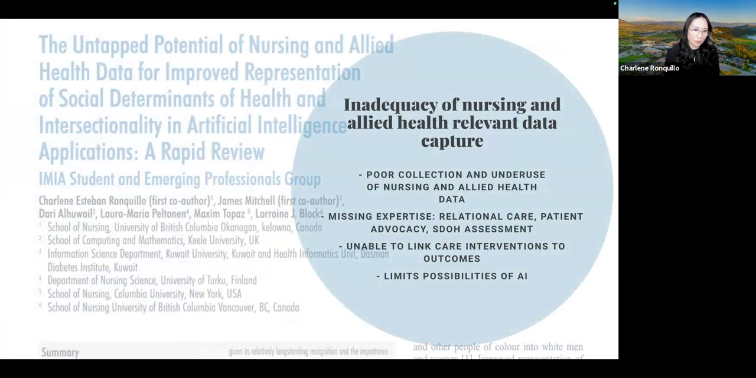Lori and I were part of a group that worked on a rapid review that looked at publications that had specifically used nursing or allied health data with AI developments, and they are not really there. People are not using them because they're messy, and they're messy because EHRs are not set up to capture them well. So we're missing a lot of expertise that nursing and allied health have: relational care, patient advocacy, social determinants of health. These are things that could make these models better and more equitable, but we're missing them all because of how we've built the infrastructure around this.